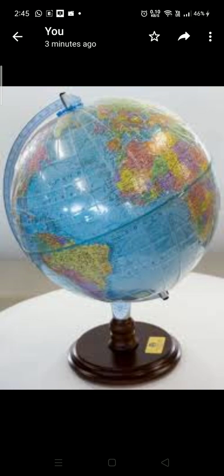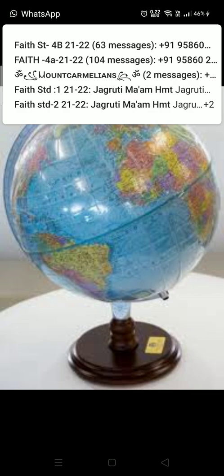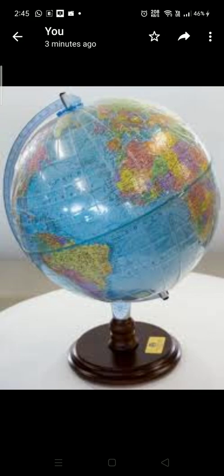Looking at the globe, we can see all the different places which are there on the earth. You can see which place is near which country, you can make all that out with the help of a globe.